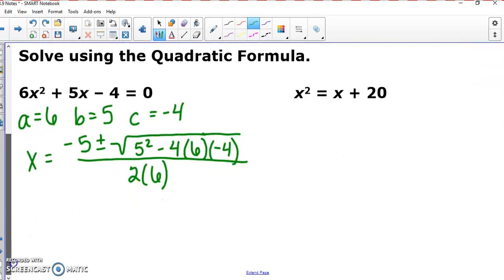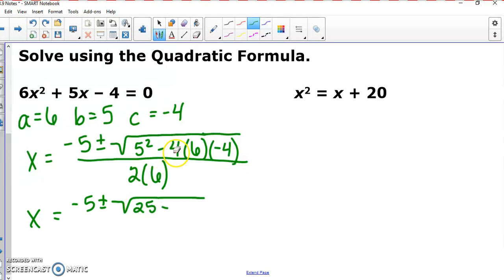Okay, so then the hardest part of this is just getting everything simplified. So I'm going to start with simplifying under my radical first. So I'm going to have the square root, 5 squared is 25, minus 6 times 4 times -4. That'll give me 24, and then 24 times -4 gives me -96. So I'm going to have minus a -96 all over 6 times 2 is 12.